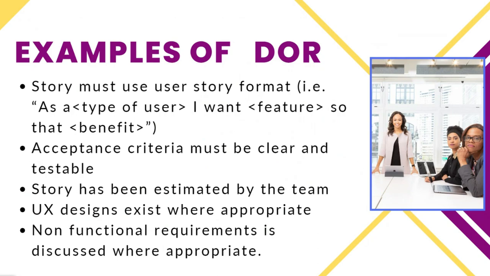So here are some examples of definition of ready. So for example, story must use user story format, that is, as a type of user, I want some feature so I can have some benefit. Maybe you'll say as a part of your DOR, every story must have that format, right? You could also say, for example, acceptance criteria must be clear and testable.